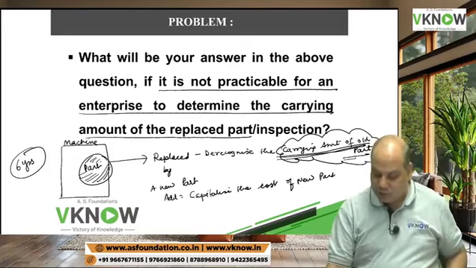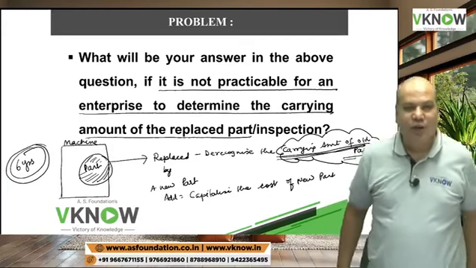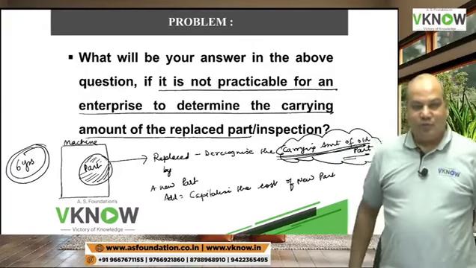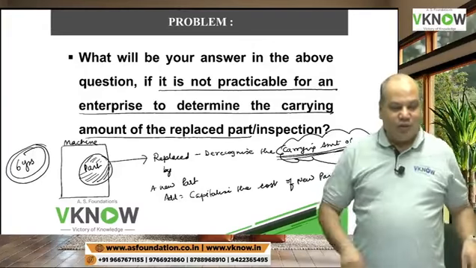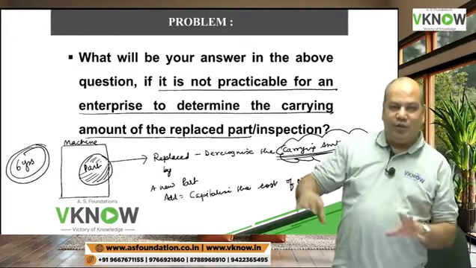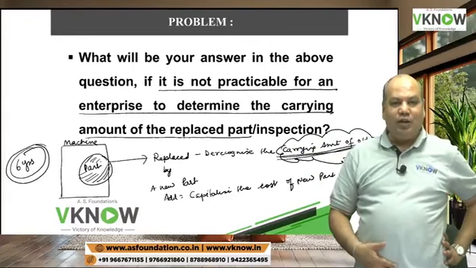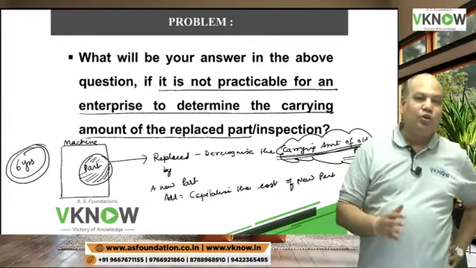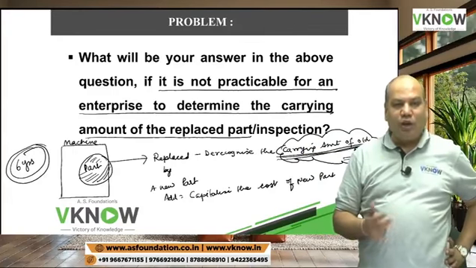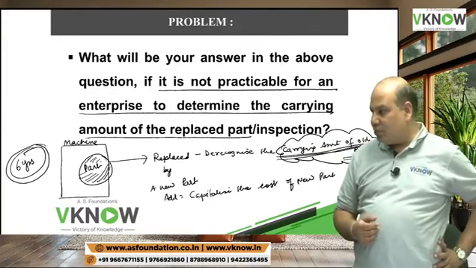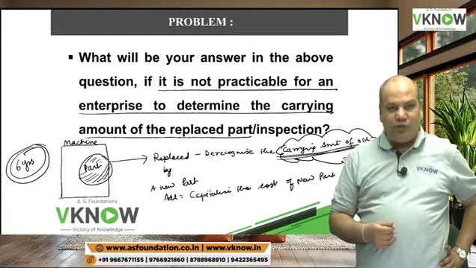We are standing today after 6 years from the date of purchase of the car. I replace the tire. My standard is saying you de-recognize, remove the carrying amount of the tire, and add the cost of the new tire in your car value. How do I get it? Any potential suggestion? Should we estimate?